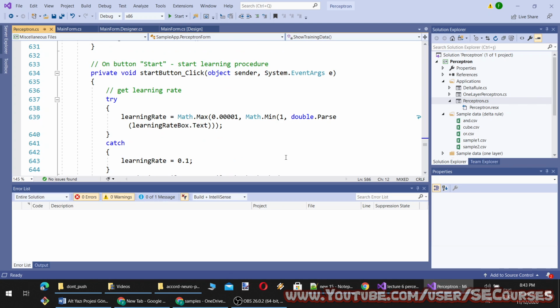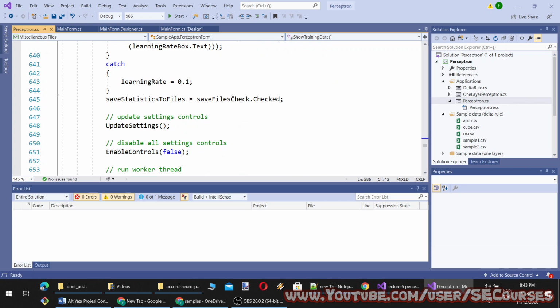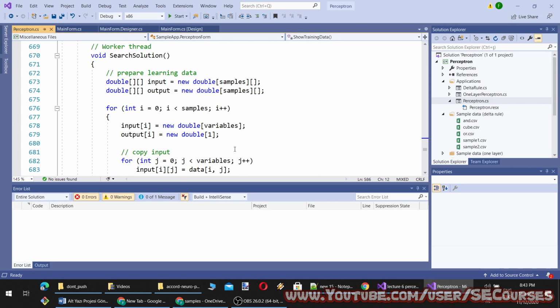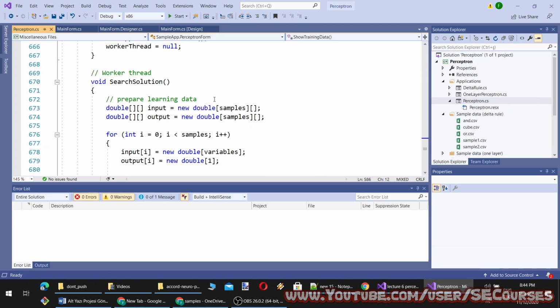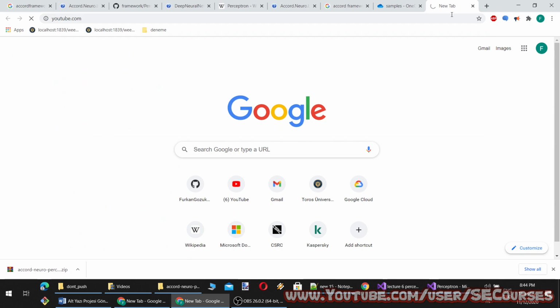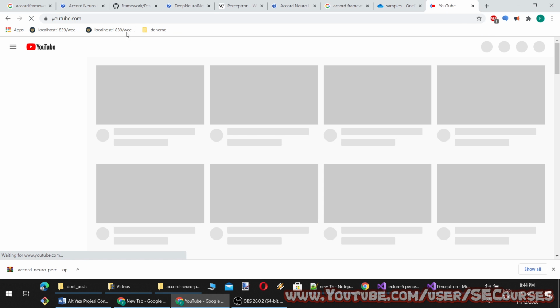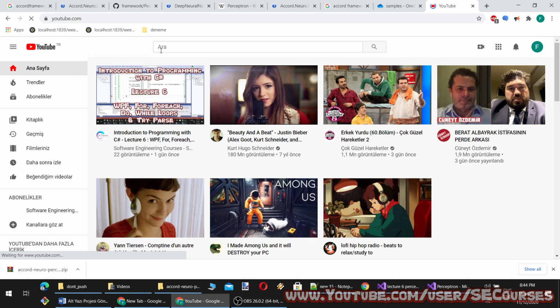Threads, learning rate. Okay, search solution. So this is the worker thread. Okay, it says prepare learning data. For learning data, as far as I see, a coordinate uses a jagged array, which has two arrays. I have explained it and shown jagged arrays in my object-oriented programming language course. If you are interested in that, you can check it.